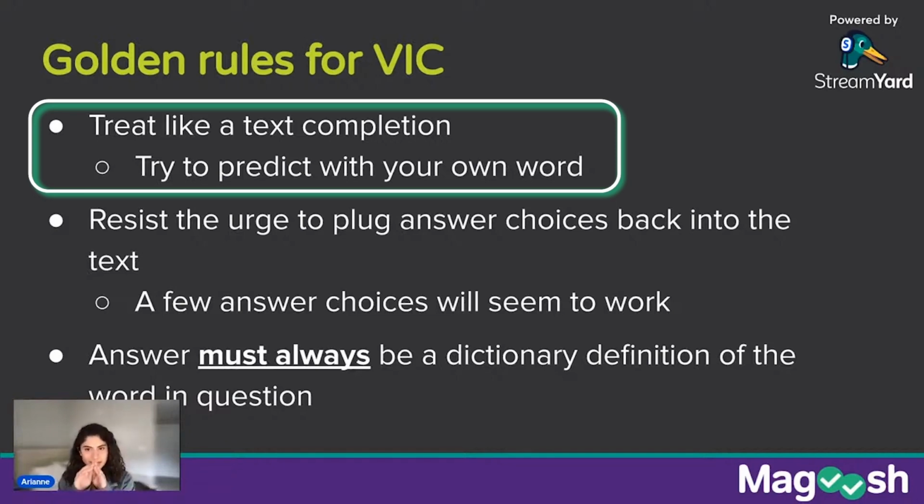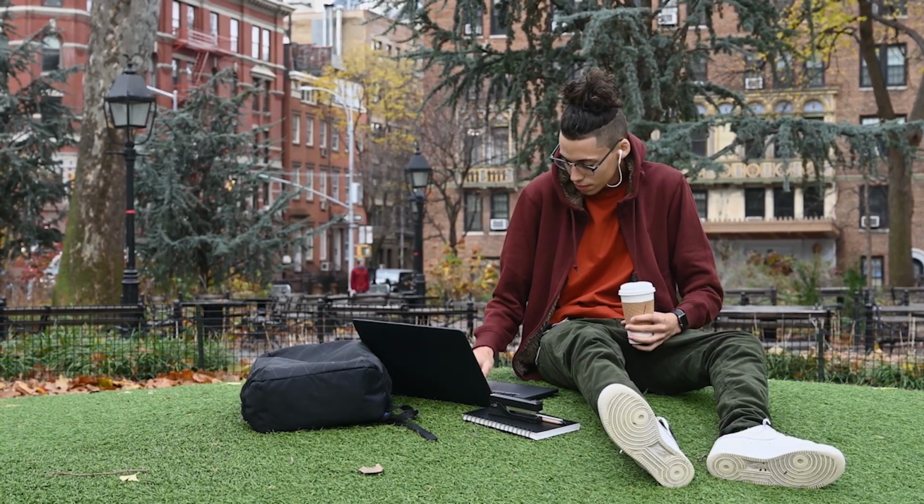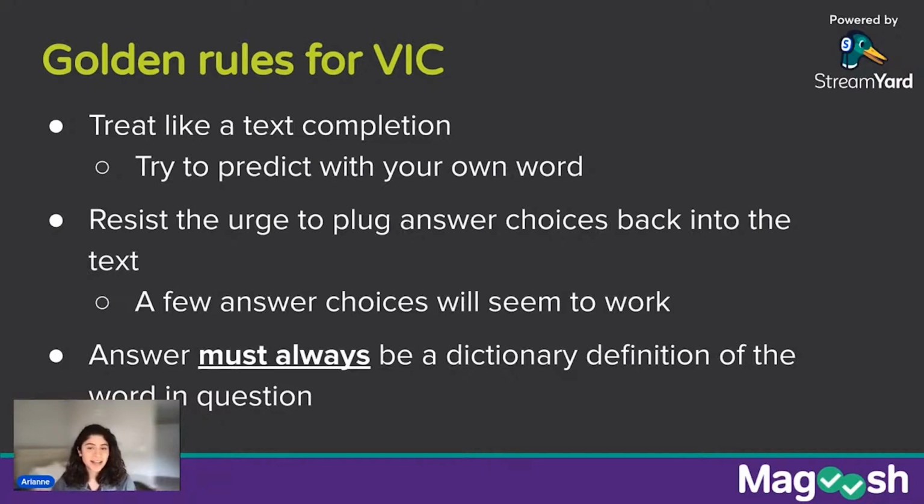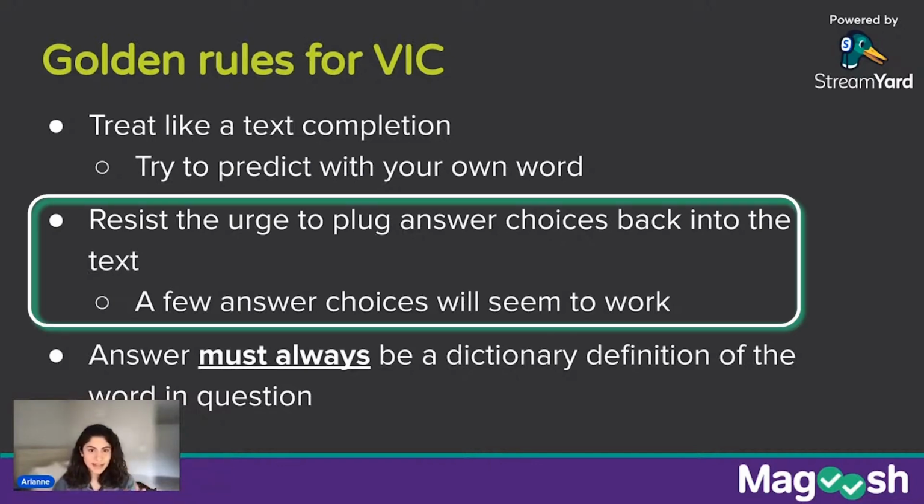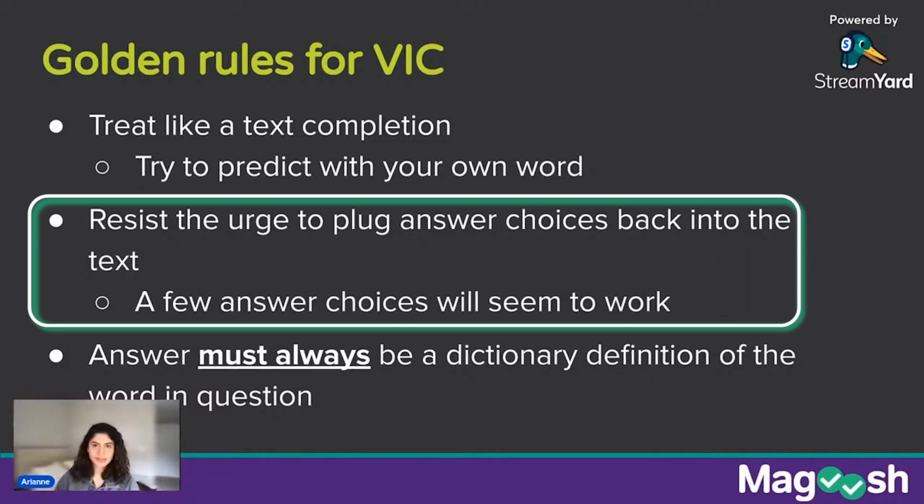And once you create this fictitious fill in the blank opportunity, I want you to come up with your own word before you even look at the answer choices. Now, the biggest challenge here and the mistake that most students make is reading the answer choices and plugging them back into the passage. Why is this a mistake? Why is this so dangerous, I would say?